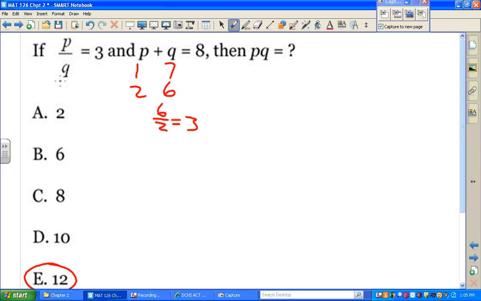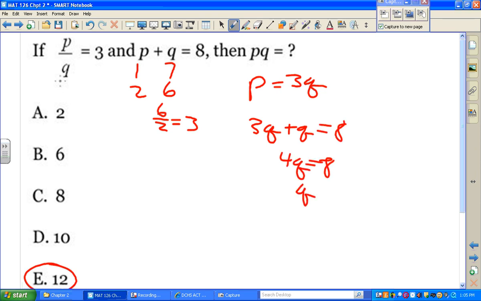That's okay. That was the first thing I was thinking. Then I realized that P over Q equals 3, so P is 3 times Q, and P plus Q equals 8 means Q equals 2. So that means P equals 6. And 6 times 2 is 12. Good. Different ways of looking at the same thing. I like that. Does anybody else do it a third way? No? You missed it? That's all right.